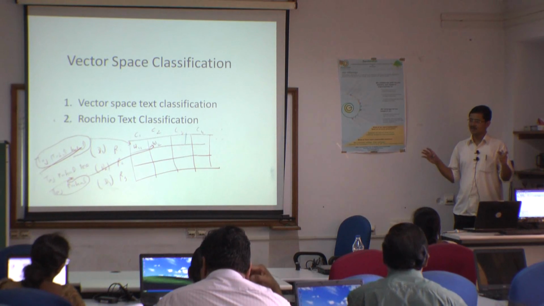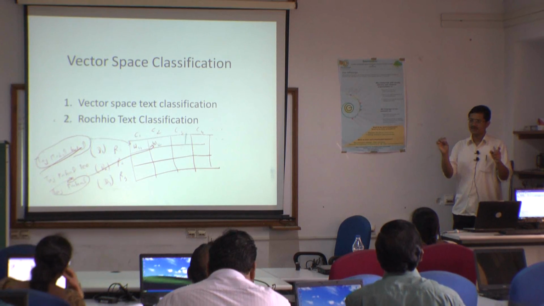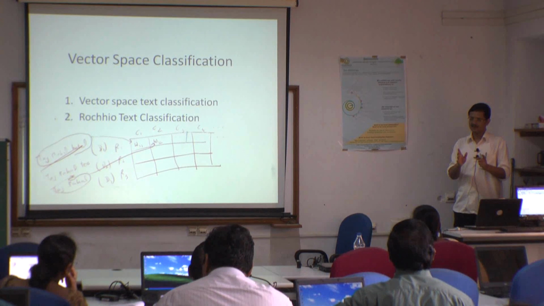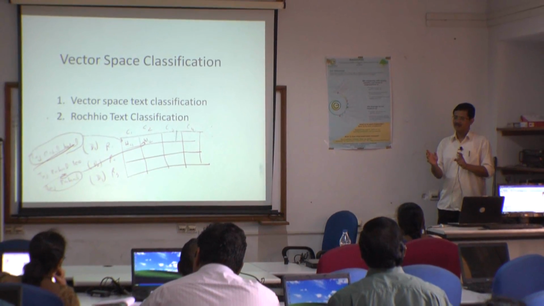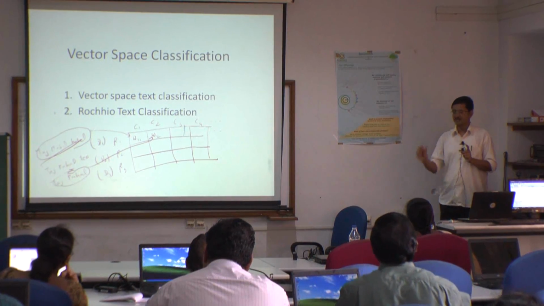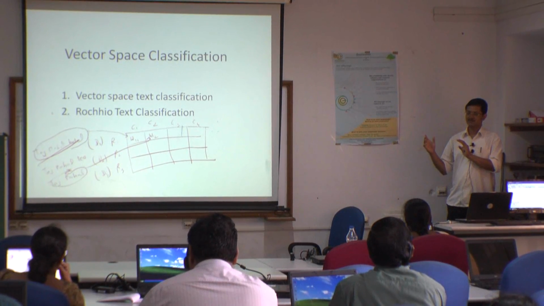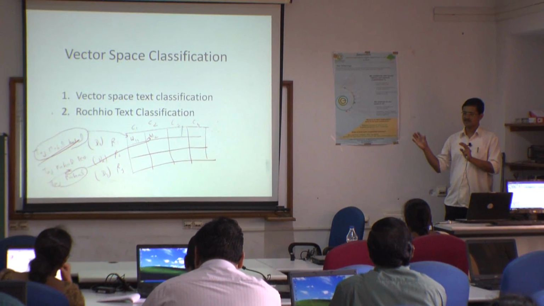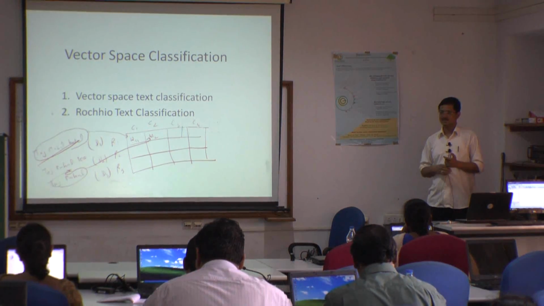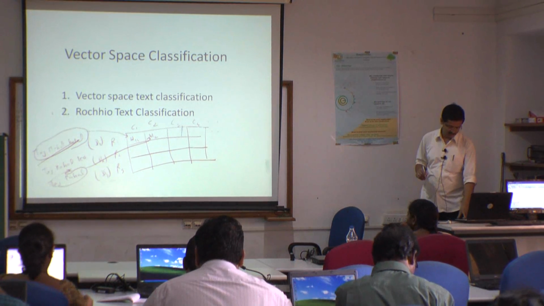For example, suppose there is an election scenario and you have a lot of resources like newspapers, tweets, blogs. Based on those, you use the classification techniques for prediction. So I will go through some simple problems. These are all new problems. And after that, sentiment analysis based techniques. So first of all, I am going to start with vector space classification.